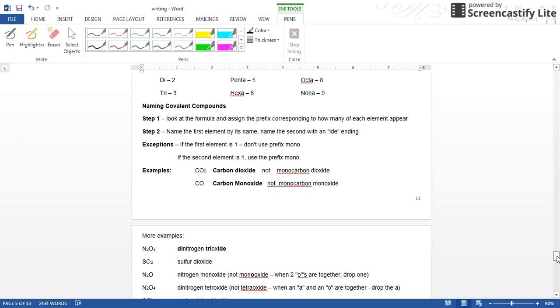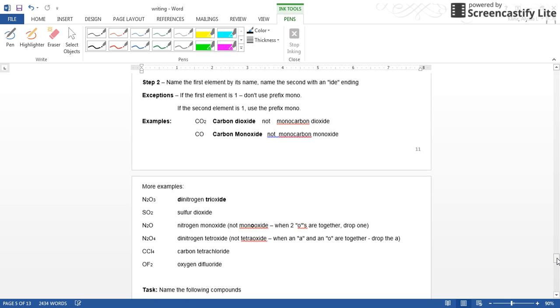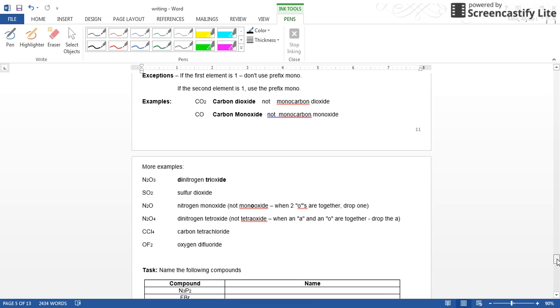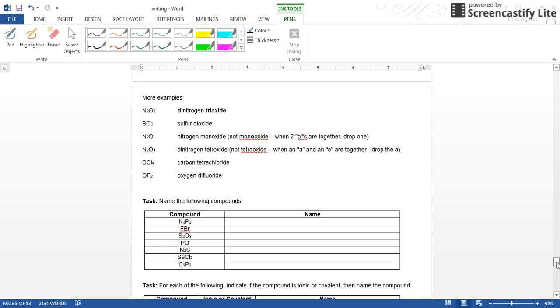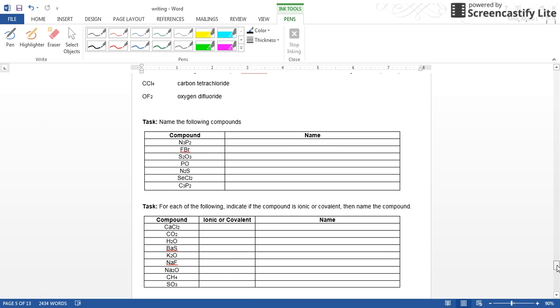However, there are some exceptions. If the first element has 1, you don't use the prefix mono, but you use it for the second one. To explain that a little more, you don't say monocarbon dioxide, it's just carbon dioxide, and not monocarbon monoxide, just carbon monoxide, okay? All right, so some more examples here. You can take a look through those. We're going to practice naming some of these.